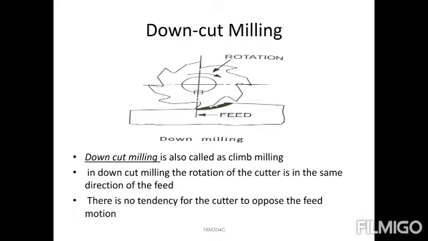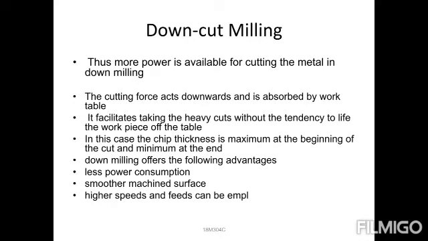In this case the chip thickness is maximum at the beginning of the cut and minimum at the end. While starting the cut on the workpiece, the maximum is removed over a small area, and at the end of the cut it will be less. Down milling offers the following advantages: less power consumption, a smoother machined surface with very fine surface finish, and higher speeds and feeds can be applied.